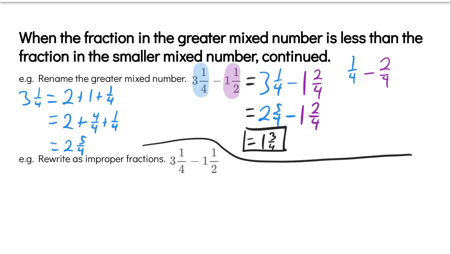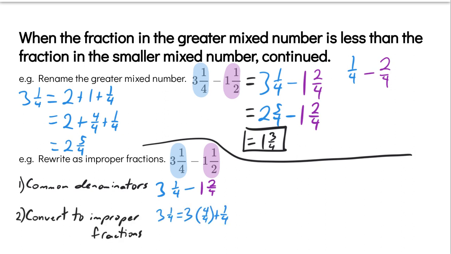Okay, next we're going to rewrite as improper fractions. Our first step is to rewrite with common denominators. We have 3 1/4 minus 1 2/4. Next, we're going to convert to improper fractions. 3 1/4 equals 3 times 4/4 plus 1/4.